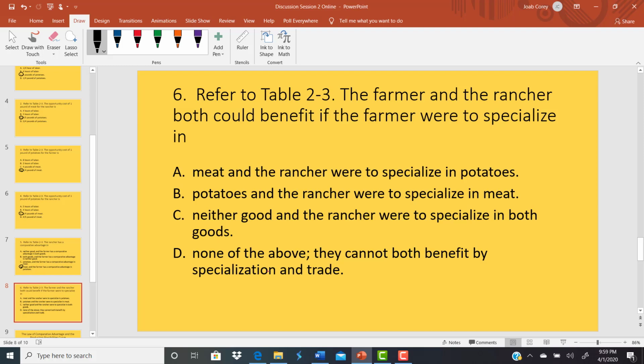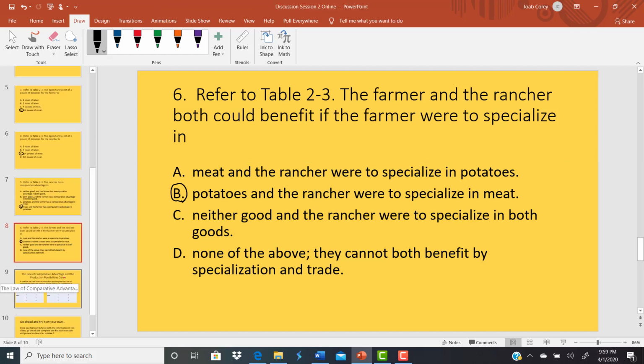specialize in, and the correct answer here is potatoes, while the rancher specializes in meat. Remember, you want to specialize in that which you can produce at the lowest opportunity cost, or that for which you have that comparative advantage. So the rancher has a comparative advantage in meat, so they should specialize in meat, while the farmer specializes in potatoes. And then they get together and exchange, and both sides are made better off, right?